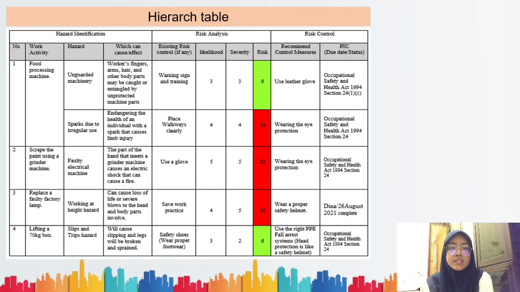The last one is lifting a 70 kg box. The hazard is slips and trips. It will cause slipping, and the leg will be broken and sprained. So the existing risk control is safety shoes or wearing proper footwear. The risk is just low, which is 6. And the recommended control measure is to use the right PPE for our system, for example, head protection. That's all for me.